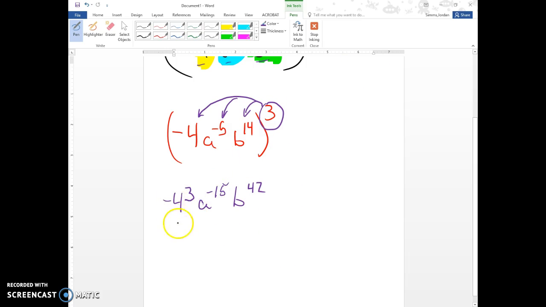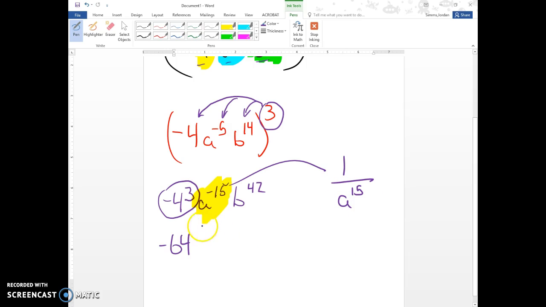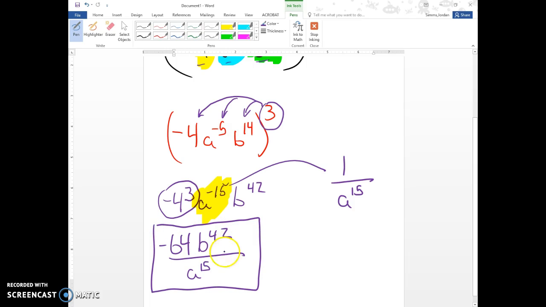Now we're almost done. This negative 4 cubed, so negative 4 to the power of 3, is going to be negative 64, right? Negative 4 times negative 4 times negative 4 is negative 64. This a to the negative 15th, remember we never leave exponents as negatives. We have to flip it over. So that's going to be 1 over a to the positive 15th. That goes down here in our denominator, a to the 15th. And then b to the 42 can just stay there. And there we go. That's simplified, believe it or not, as much as it can be.